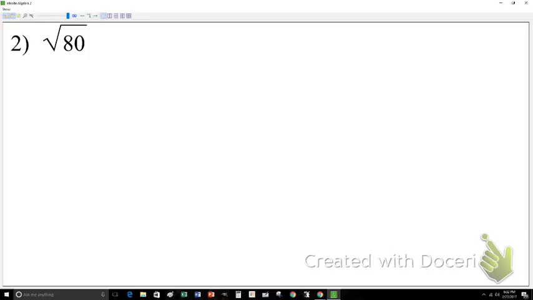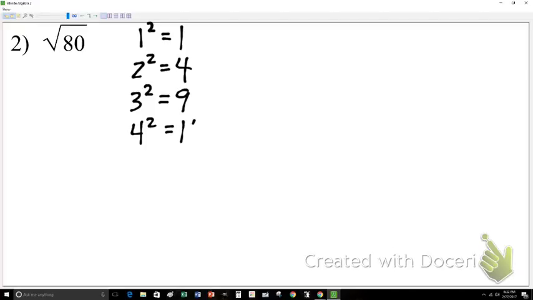So first let's get our perfect squares. The number 1 squared is 1. That's not going to be really useful for us. The number 2 squared is 4. The number 3 squared, that's 9. The number 4 squared, that's 16. And we could keep going, but that's good enough for what we need.